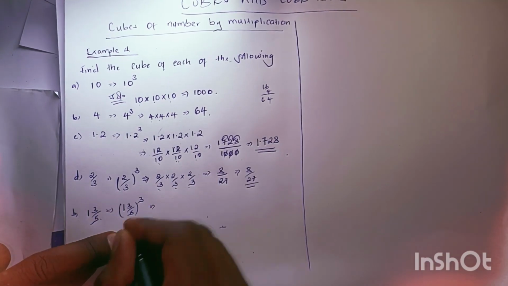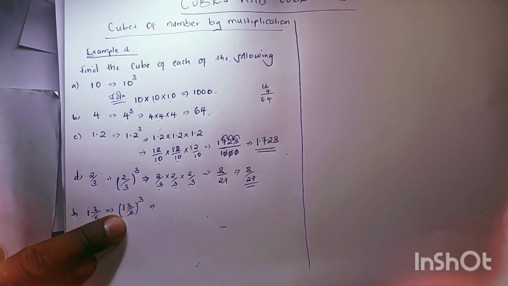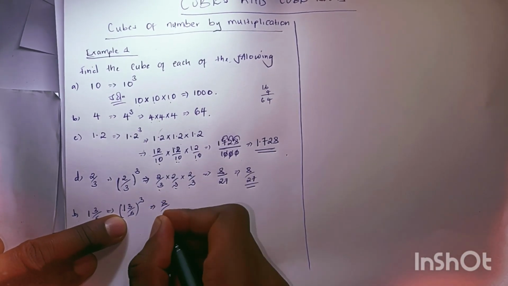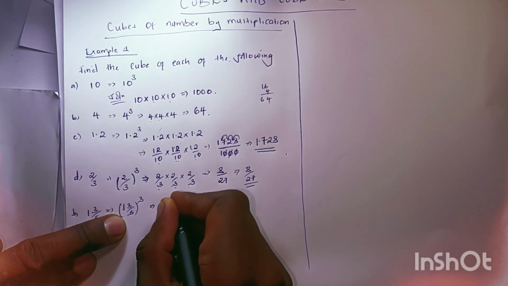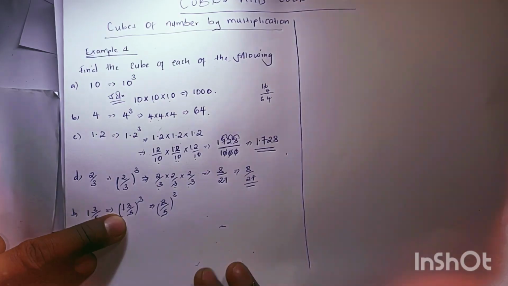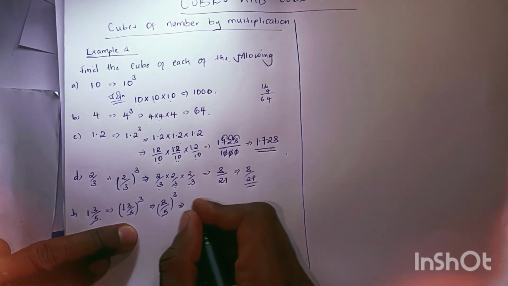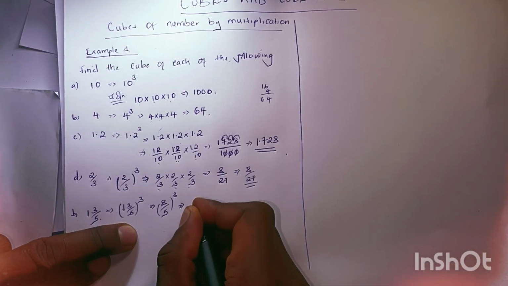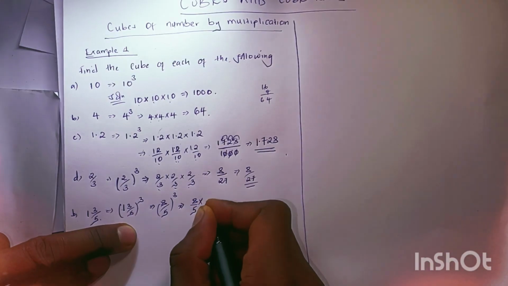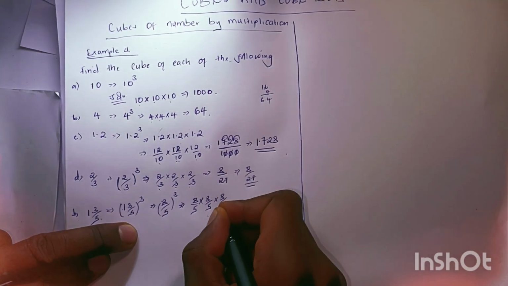So I'll have to convert to a proper fraction: 5 times 1 is 5, then 5 plus 3, I'll be able to get 8 over 5. Then I close the bracket. Then I cube. After writing that, what am I supposed to do next? I have to expand, to open the bracket: 8 over 5 times 8 over 5 times 8 over 5.